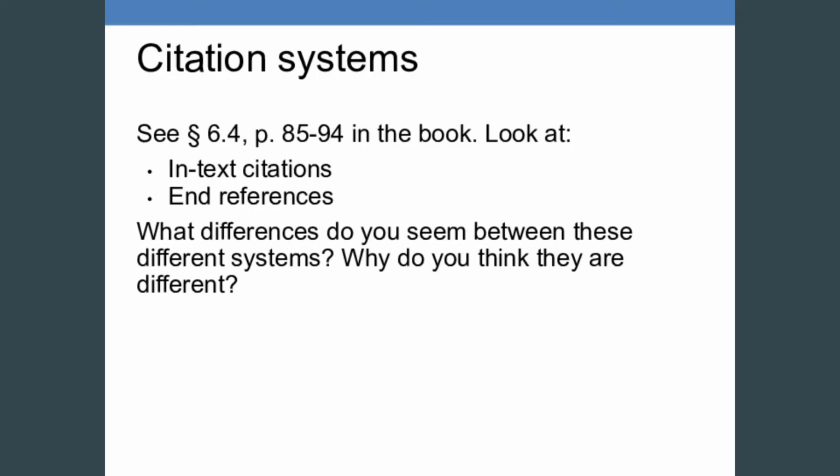Why are these things done in a certain way for social sciences and a different way in humanities and a different way in science and engineering fields? Why do you think they're different? So I want you to pause the video for quite a while. This is going to take a while. Look in detail, because you've got a bunch of different systems. You've got about 10 different systems here to look at and compare.